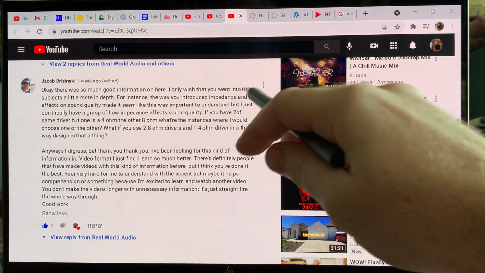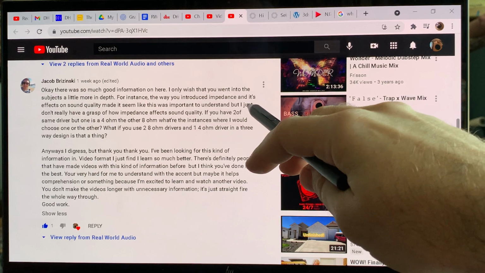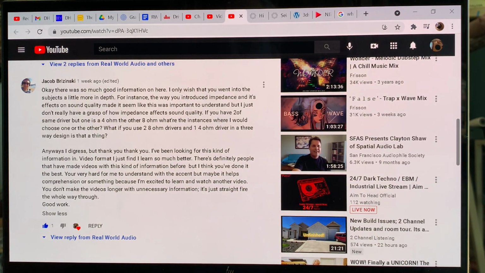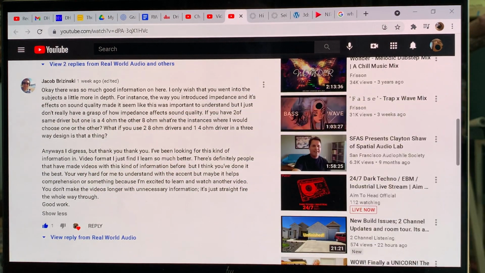So he said that it is important to understand what kind of effect impedance has on sound quality, but I don't really have a grasp on how it does it. So let's just talk a little bit about that.